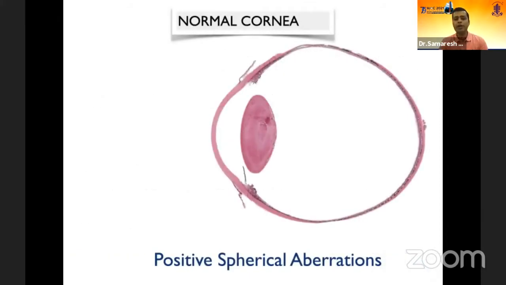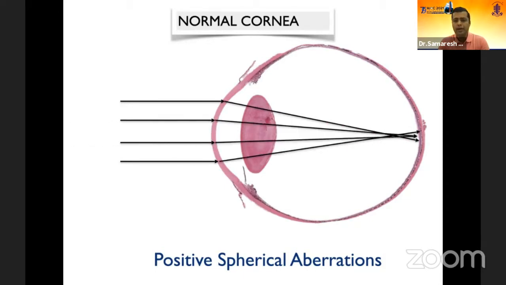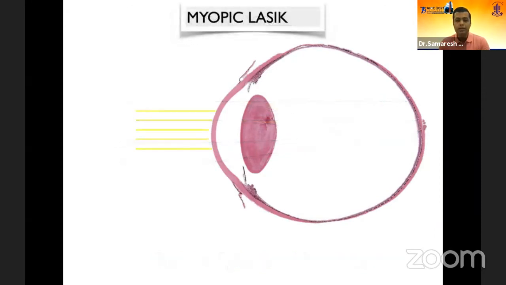So just to give you a brief on what a normal cornea is like, a pristine cornea has positive spherical aberrations, which essentially means that when rays of light fall onto the macula, the central rays of light, as you see over here, tend to bend a little less than the peripheral rays of light. So notice the angle for the periphery is a little more and the central is a little less. And this is a classical positive spherical aberration, which is a natural mechanism.